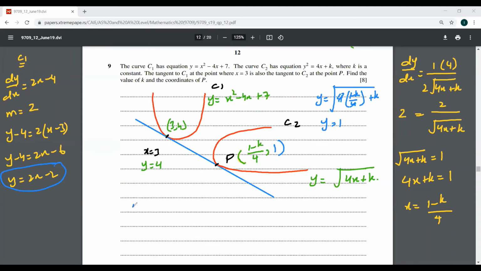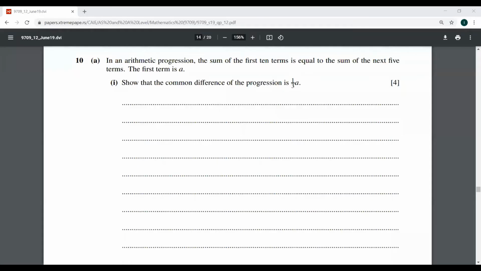So this y is 1. This is 2 into 1 minus k over 4 minus 2. I'm multiplying the whole equation by 2. So this is 2, that is equal to 1 minus k minus 4. So we have k is equal to minus 5. Yes? This is minus 3 and minus 2. Yes. So k is equal to minus 5. Is that the correct answer? Yeah? The question number 10.